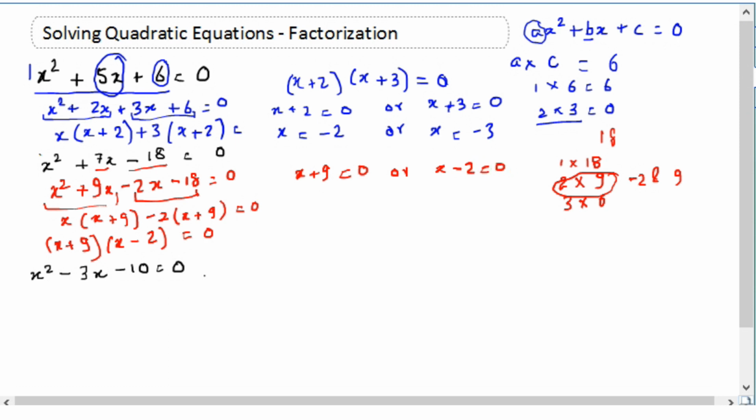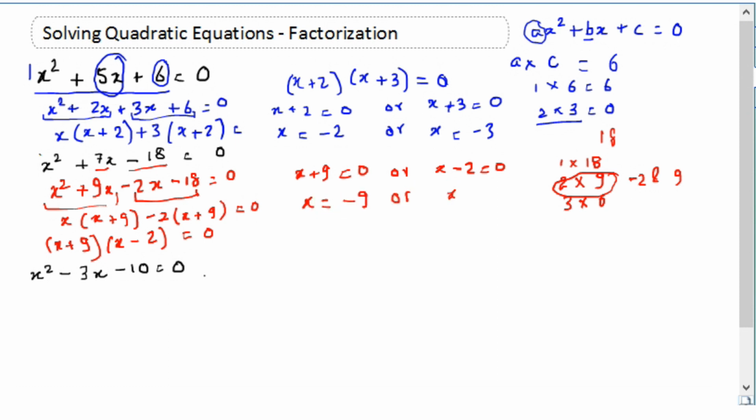So subtracting 9 from both sides of the equation, we can say that either x is equal to negative 9 or x, here adding 2 to both sides of the equation, we can say that x is equal to 2. So those are the two values of x for which this equation is going to hold true.